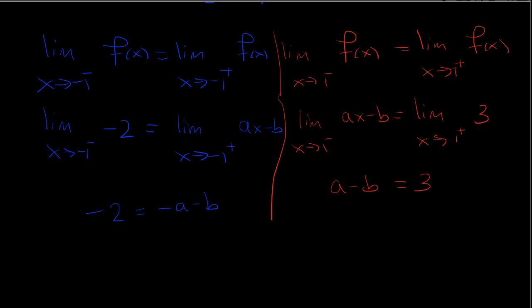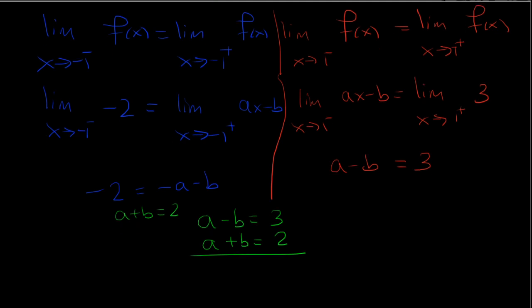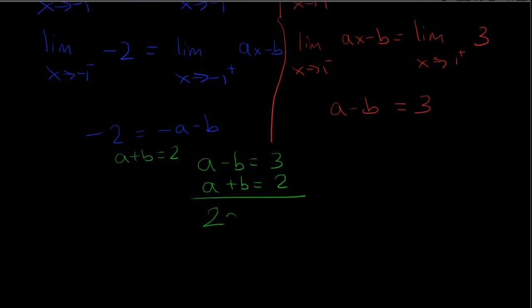And now I have two equations and two unknowns, so I have a system of equations. I have a minus b equals 3, and negative a minus b equals negative 2. And here I can just rewrite this as a plus b equals 2, just multiply everything by negative 1. I can now add these two equations. So I get 2a equals 5, a would be 5/2.